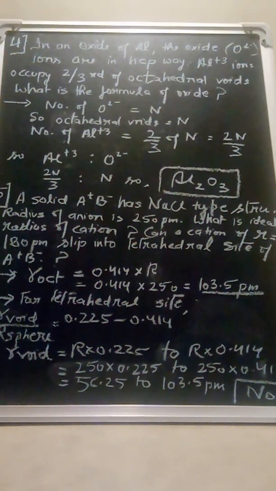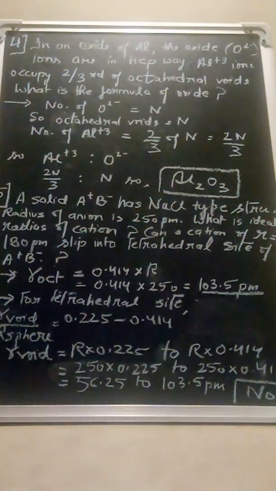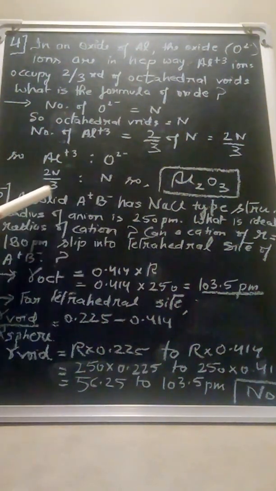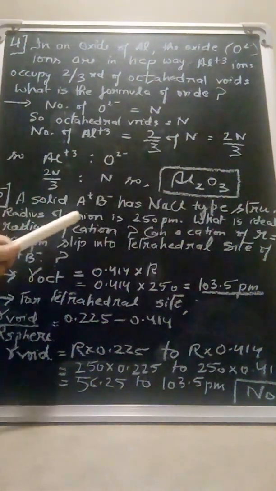So after this, let us come to another type of numerical that you get in the chapter, and that is related to the size of the cation which fits into the void, octahedral or tetrahedral void. Let us see the type of question you get on this part. There is a solid A+B-. It has NaCl type of structure. The radius of anion in this solid is 250 picometer. What is the ideal radius of cation?